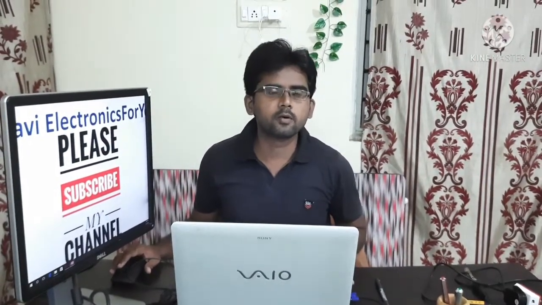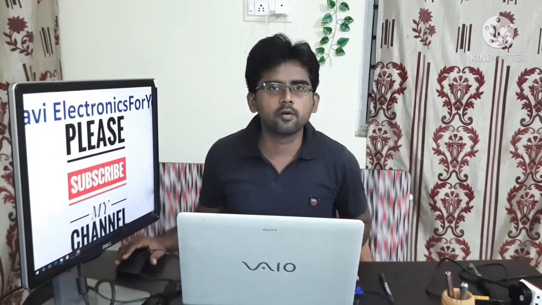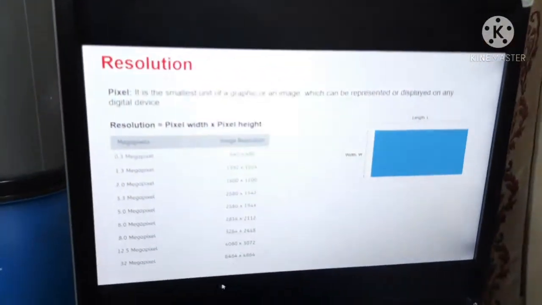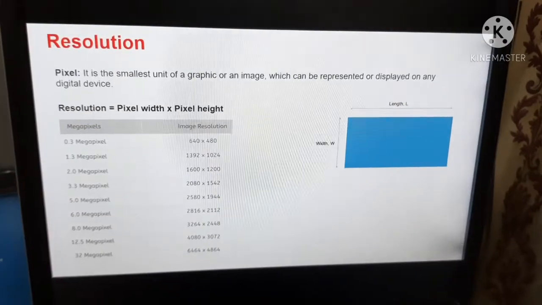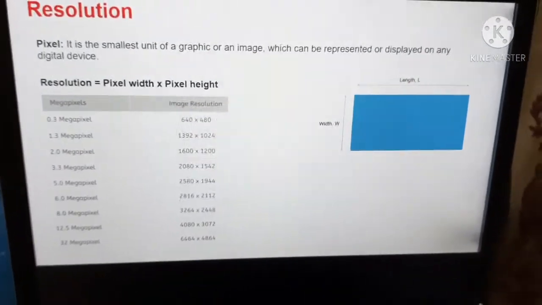Today we are going to learn about some basics on video and images. First we will understand what is resolution. Resolution is nothing but the smallest graphic unit on the image. So it is just like the smallest dot or smallest pixel on the graphics.